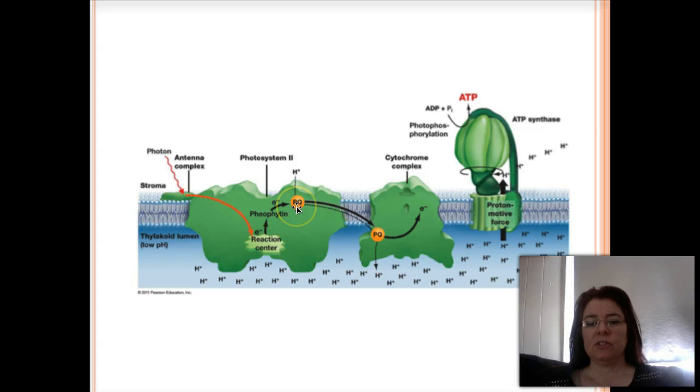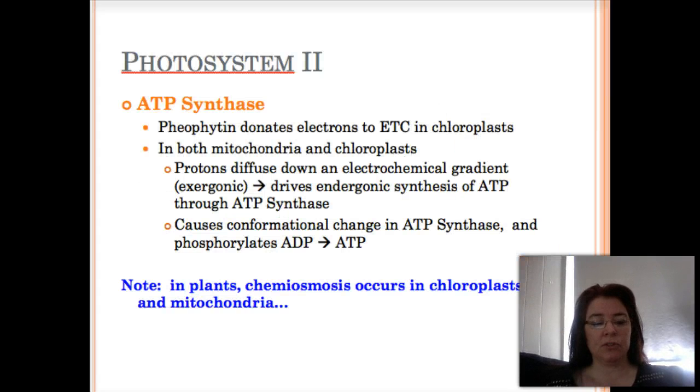So here's our plastoquinone doing two different jobs, both helping to transport electrons through the electron transport chain and helping to build a proton gradient. You'll notice that there are very few hydrogen ions over here, lots and lots of hydrogen ions inside the thylakoid lumen, and when they are allowed to flow through the ATP synthase molecule, that's how ATP will ultimately be produced.